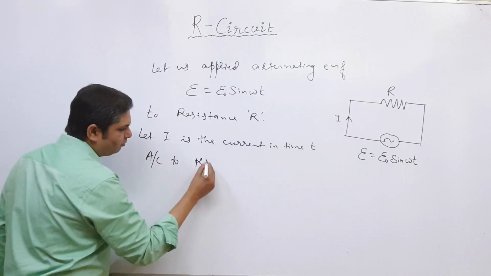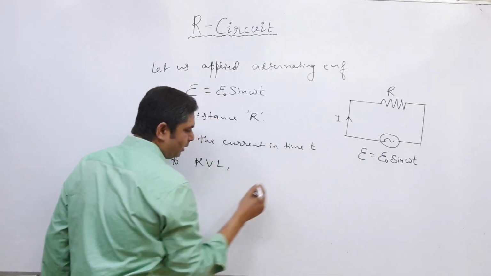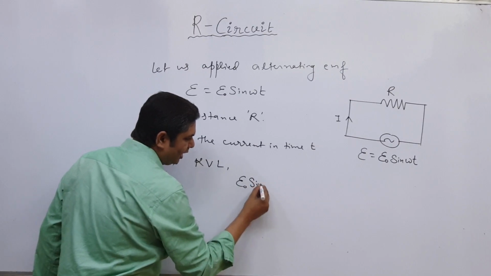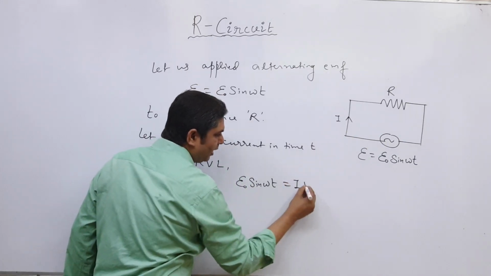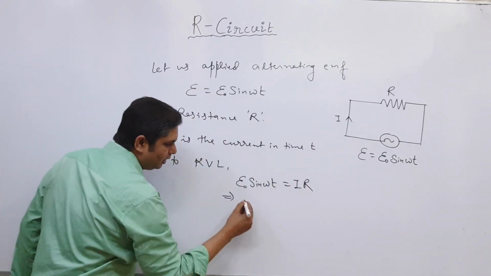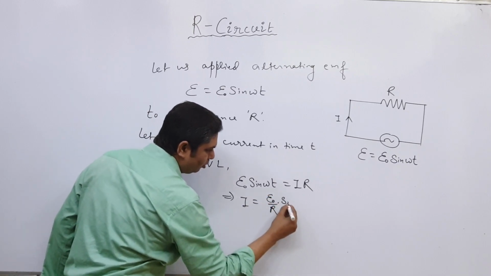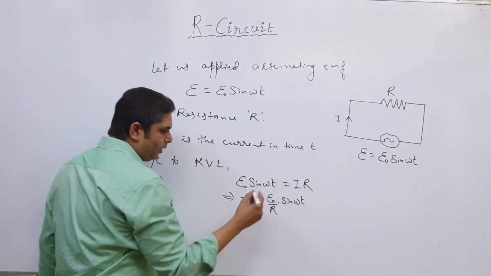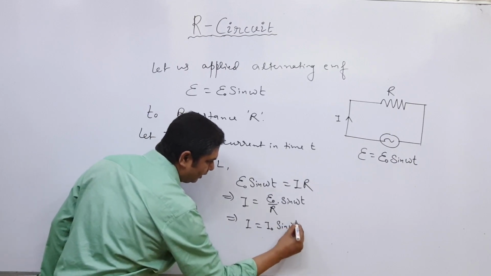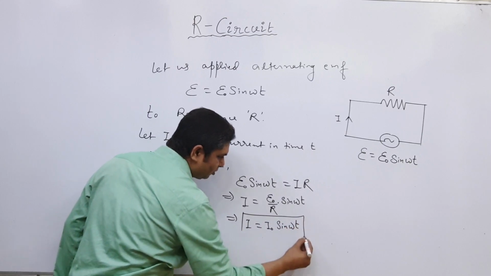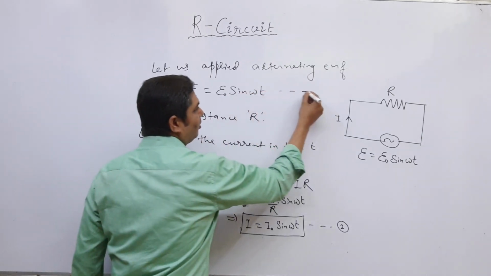According to Kirchhoff voltage law, KVL, what we have? We have E naught sin omega t, this is the applied voltage, equals I into R. So we can write I equals E naught upon R into sin omega t. This can be written as I equals I naught sin omega t. The equation I equals I naught sin omega t is said to be equation number 2, and this is said to be equation number 1.